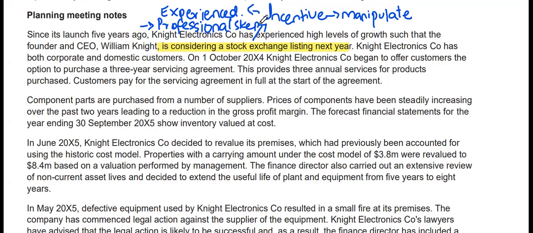Knight Electronics Company has both corporate and domestic customers. On 1st October 2004, Knight Electronics Company began to offer customers the option to purchase a 3-year service agreement. This provides 3 annual services for products purchased. Customers pay for the servicing agreement in full at the start of the agreement. So, thinking like an auditor, what do you think if a company is getting the fee in full at the start of the agreement? What should be the risk in your mind? And according to which standard should you think?